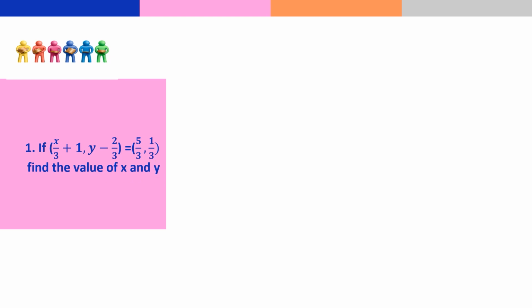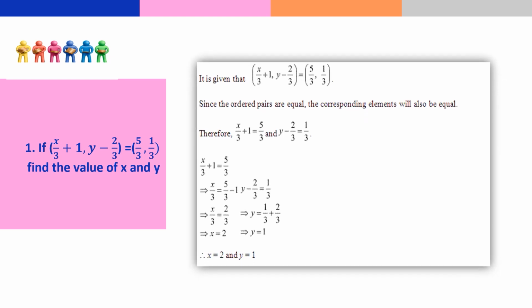Remember the point: if any two ordered pairs are equal, then their corresponding values are equal. That concept only we are going to use now. The two ordered pairs are equal. We know this condition: if the corresponding elements are equal, then the ordered pairs are equal. So I am going to take the first element with the first element and equate it, second element with the second element and equate it. Then just solve. It will be like a linear equation in terms of x and y.